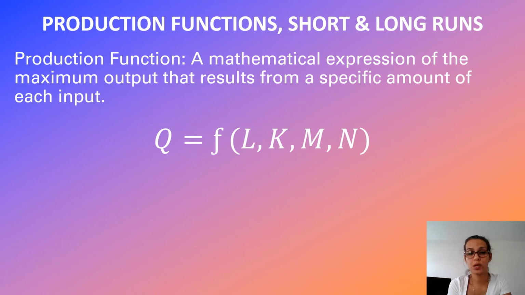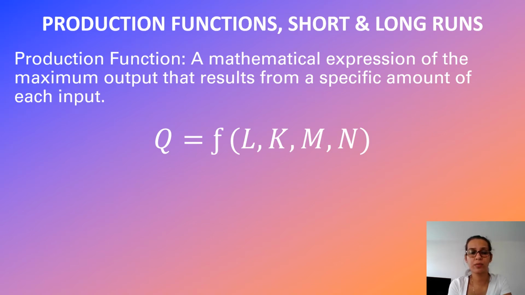Production functions, short and long run. A production function is a mathematical expression of the maximum output that results from a specific amount of each input. Q here stands for output. The F symbol stands for some functional form. So this expression reads as output equals some functional form of labor, capital, material, land.